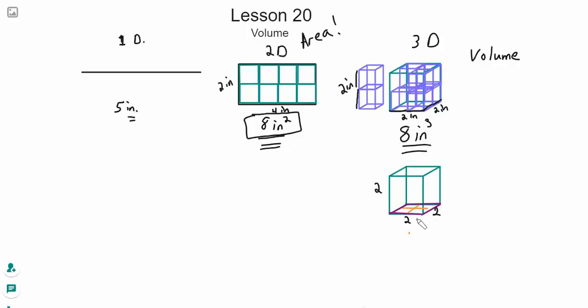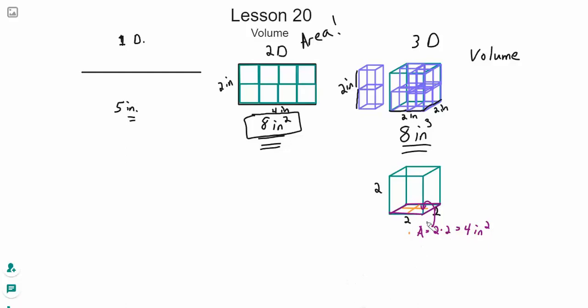All right, so we're trying to find the area of that. If we find the area, we just take length times width. In this case, because it's a cube, we take side times side. So 2 times 2 is 4. So the area of this bottom of the box is going to be 2 times 2, and I'll put here area is equal to 4 inches squared, right? Because remember, area is squared.